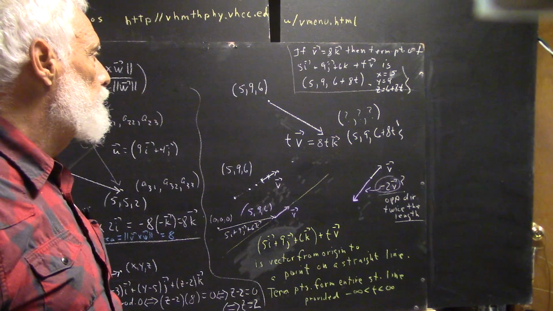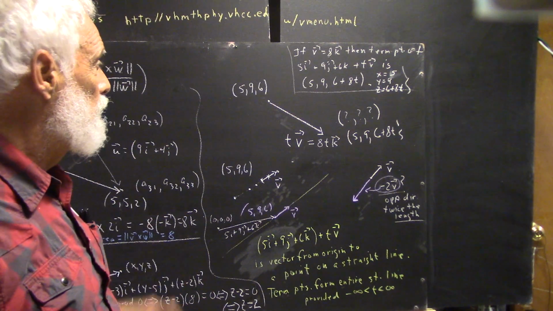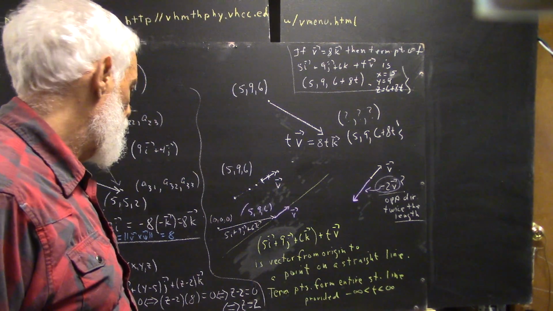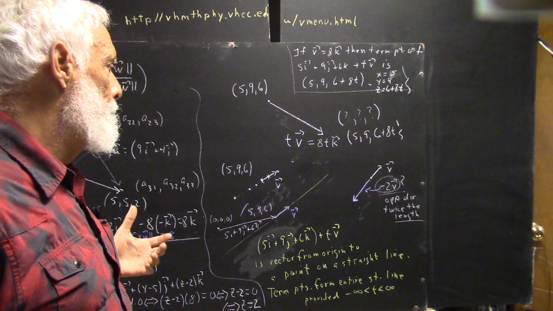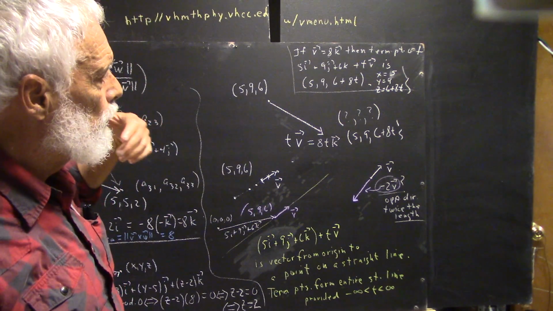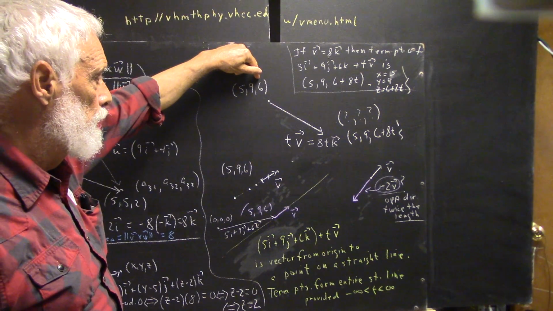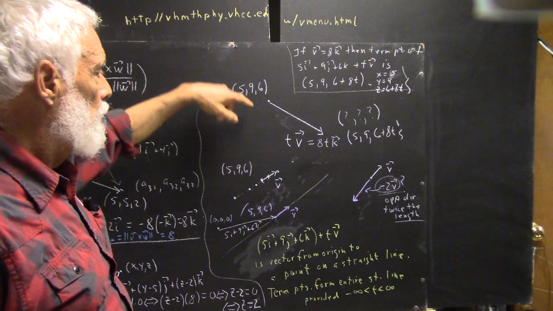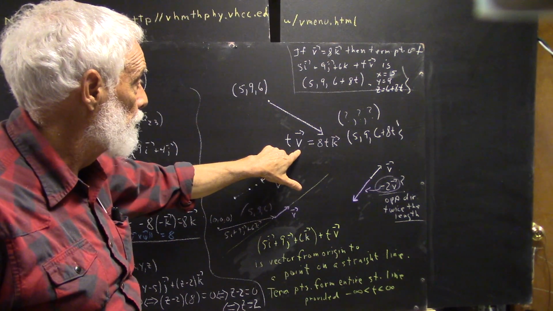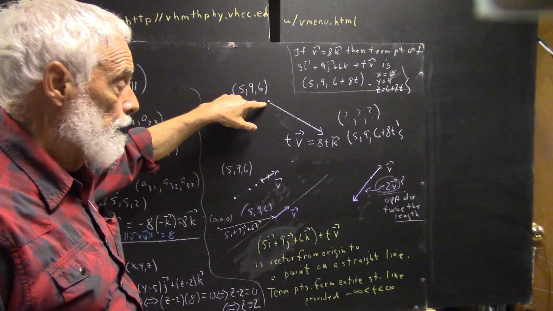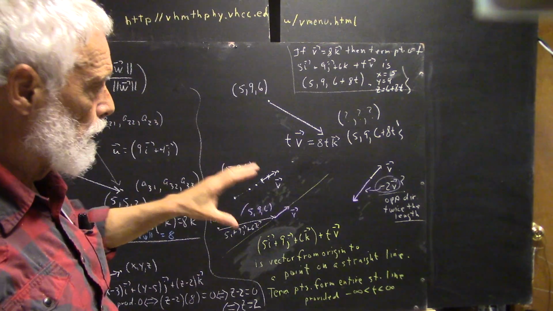Okay, the next problem asks you to indicate what the coordinates of a point would be if the initial point of the vector TV was at 5, 9, 6. What would the terminal point be? I didn't say that real well, but you get the idea.